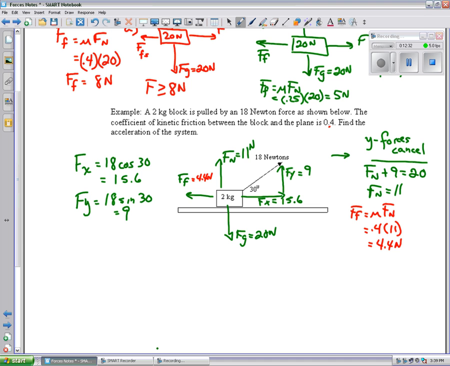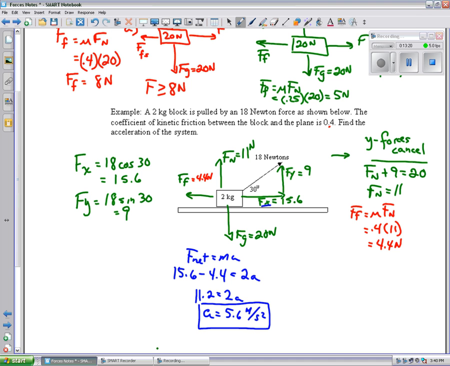Okay, now we have our free body diagram drawn. We have numbers on all the forces, so we can do F net equals ma. So the up and down forces cancel each other. I'm just left with forces to the right and forces to the left. This thing is going to move to the right, so we're going to have 15.6 for this force minus 4.4 for the friction equals the mass of 2 times the acceleration a. Now, this is going to give me 11.2 equals 2a. So a is going to end up being 5.6 meters per second squared.